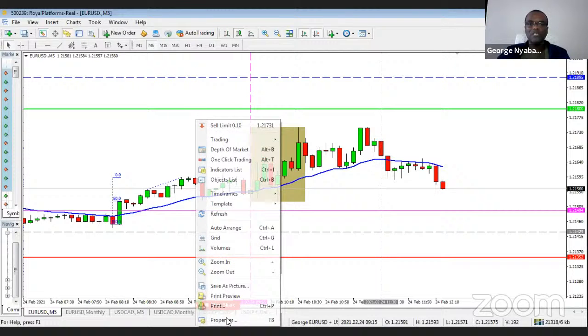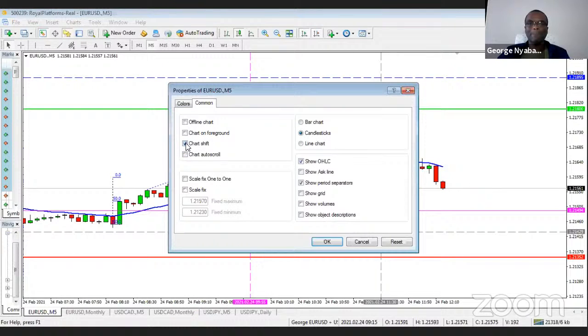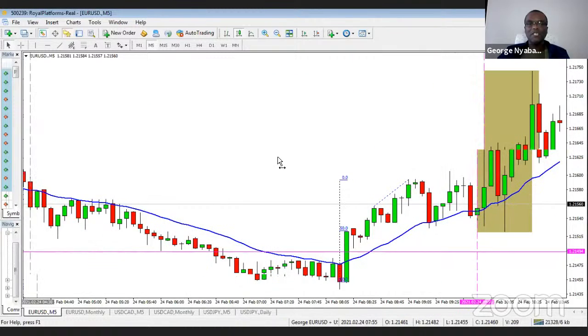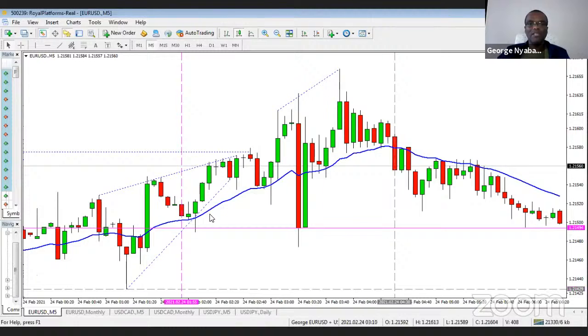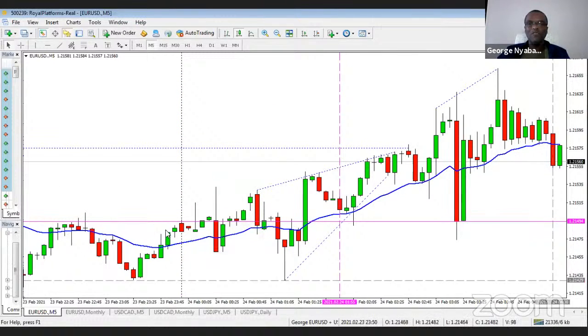If we were to just go back, you can see it much earlier on here. That's the open of the Asian session. That's where I would have picked this up on the daily time frame. That's where I pick up when the market opens, and I insert that in there.